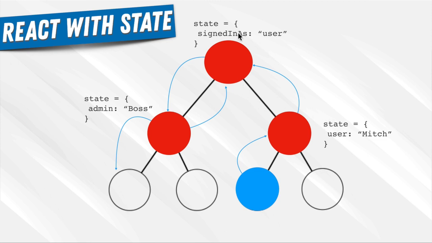So for example, this app component will have a state of signed in as, and let's say the state is user. In that case, this user component might have a state of user Mitch. Or if signed in as is admin, it might render the admin component. And anytime you see the blue dot, that means there was a change. So if there's a change here, it can update something into this component and re-render.